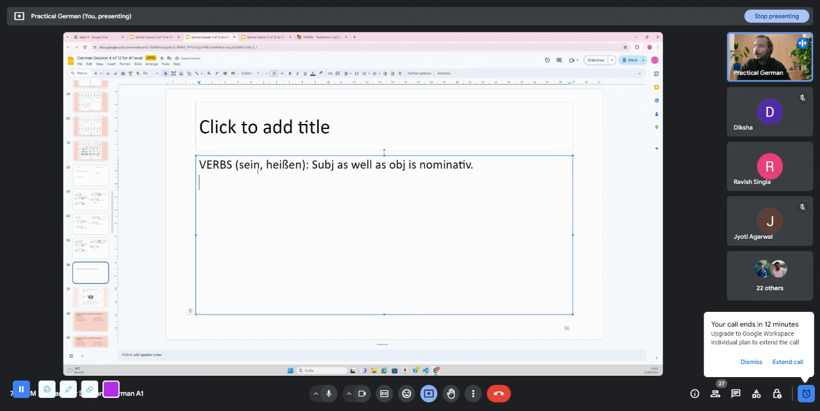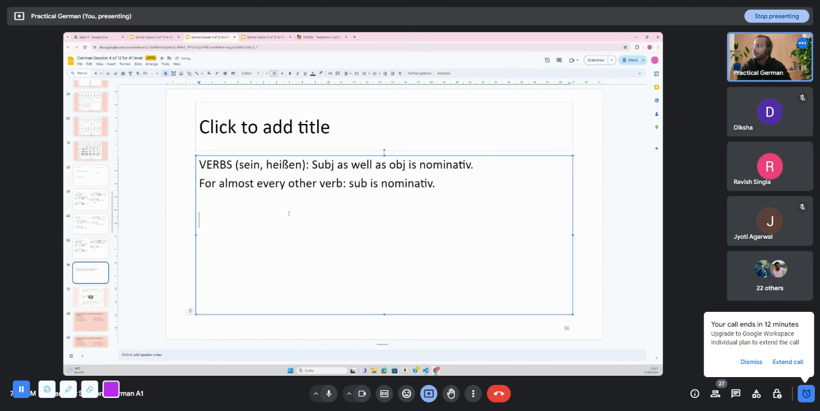Then for almost every other verb, the subject is nominative. So what I'm trying to say is that the subject is most of the times nominative. I mean, most of the times, not all the time.